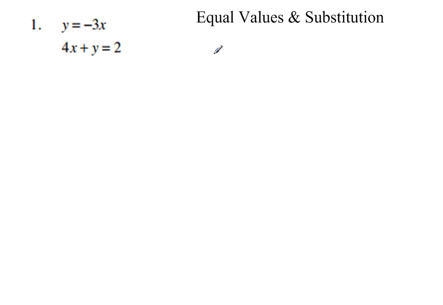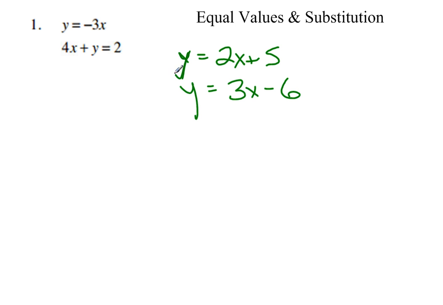Generally, you would start with equal values with a problem of the form like y equals 2x plus 5, and y equals something else like 3x minus 6 or something, where you have two equations equal to the same thing. Okay, they're both equal to y.